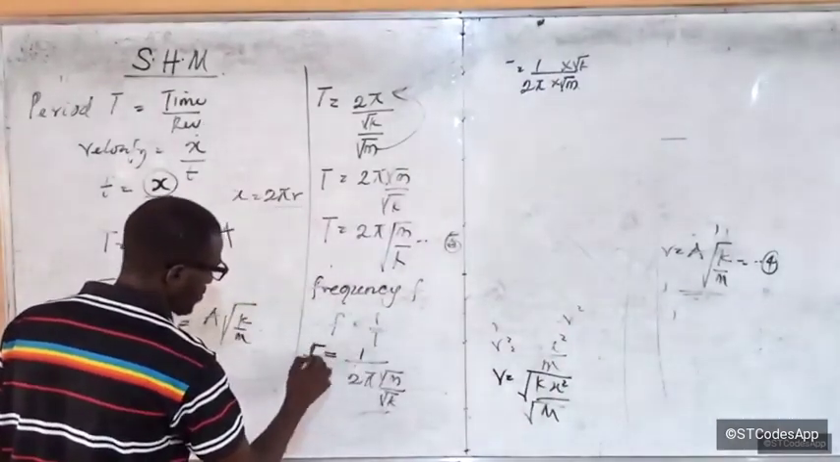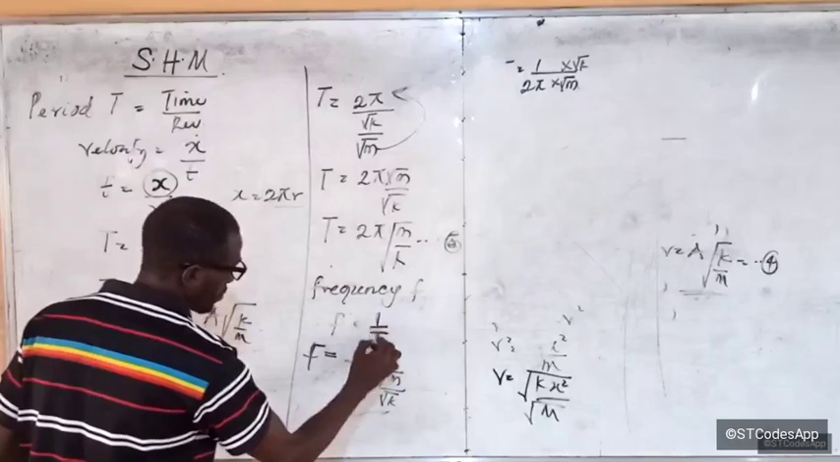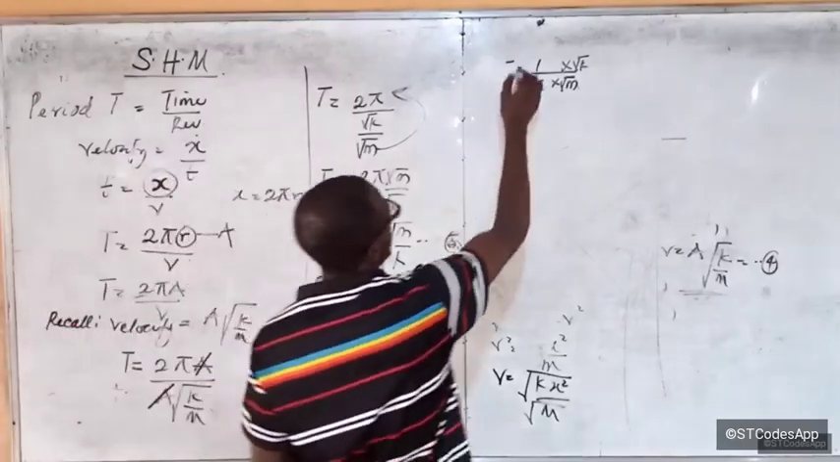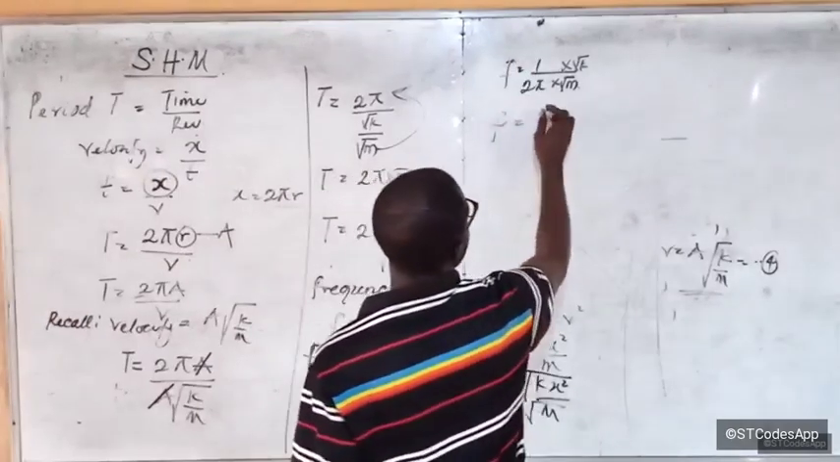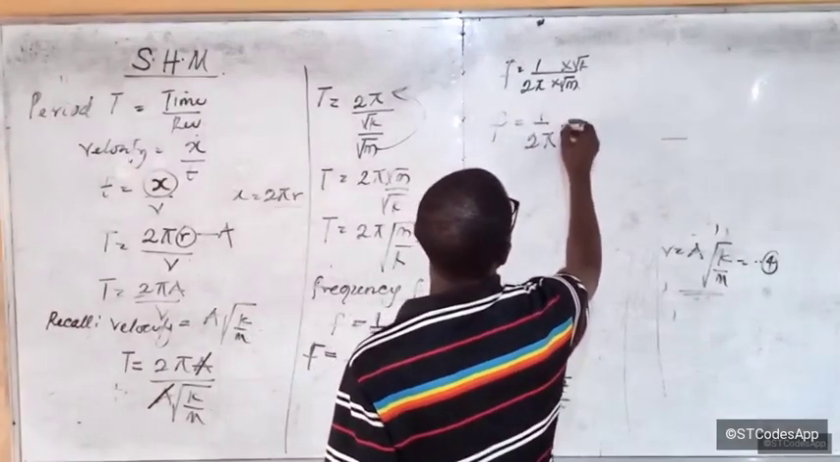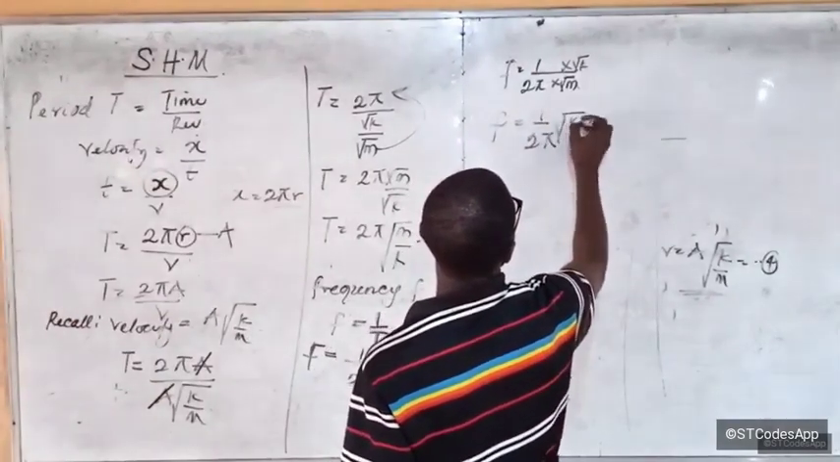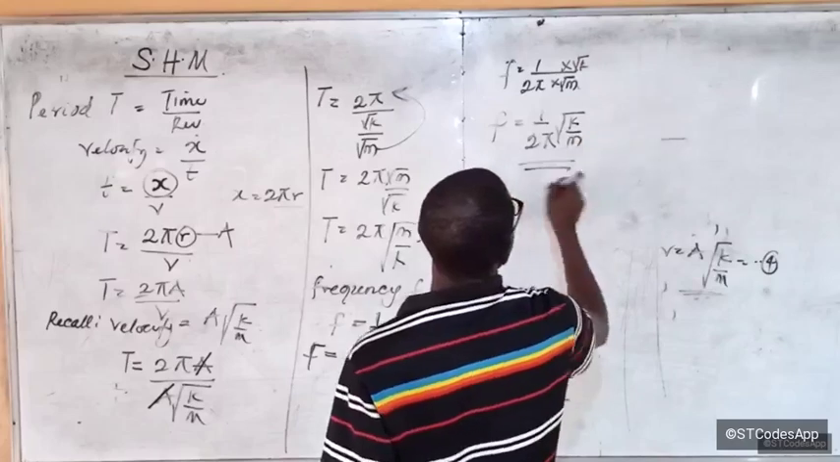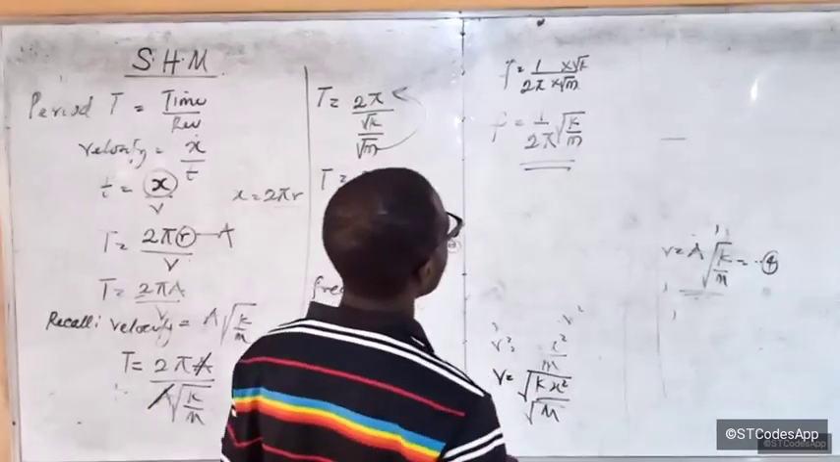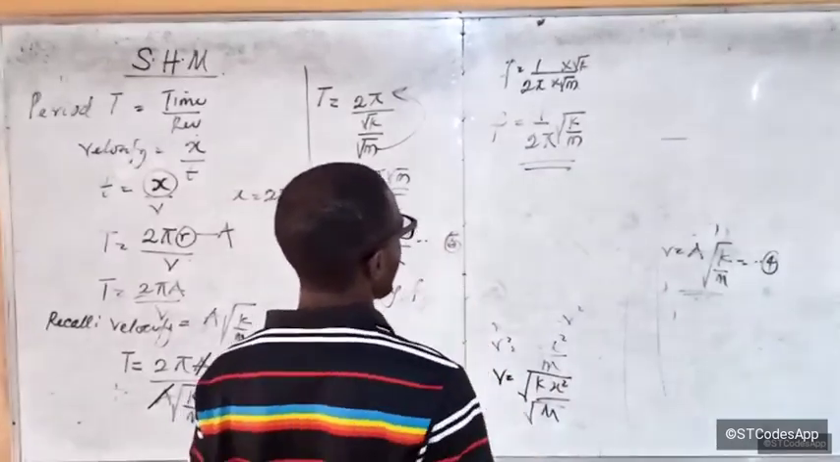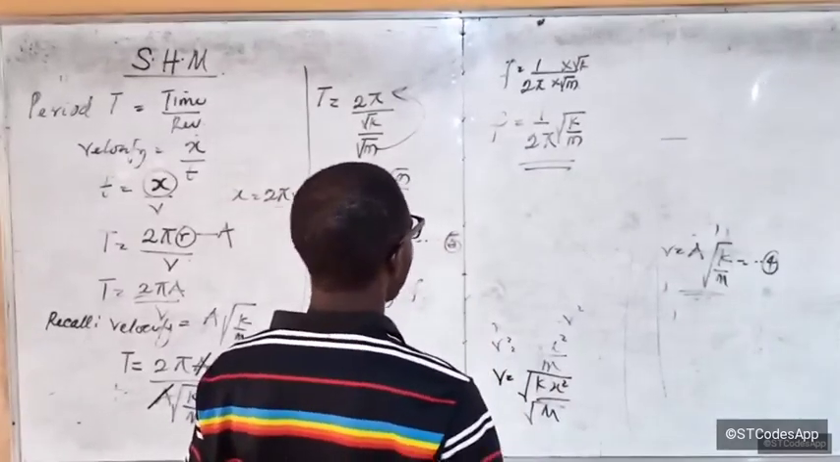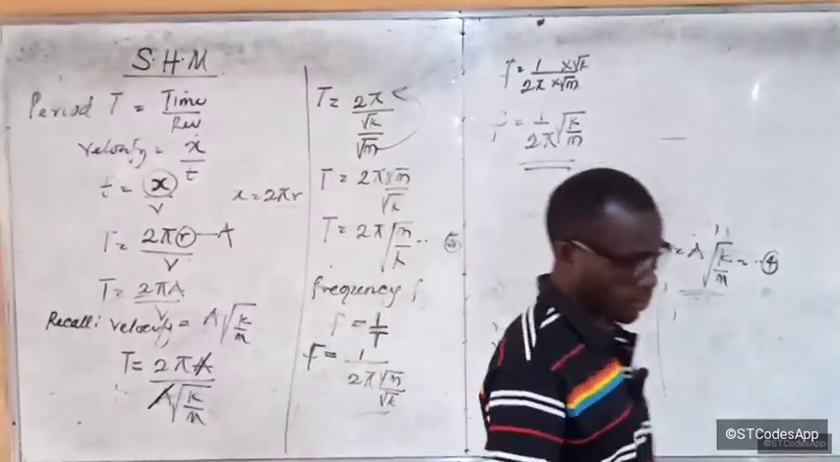F is the inverse of time. You remember, inverse of period. So here we are going to have f. So that f now equals what? 1 over 2 pi root k over m. And that's going to be our situation for frequency. So that's going to be the formula for frequency.